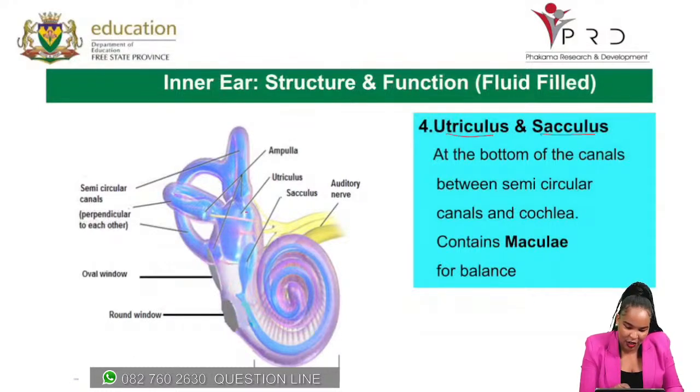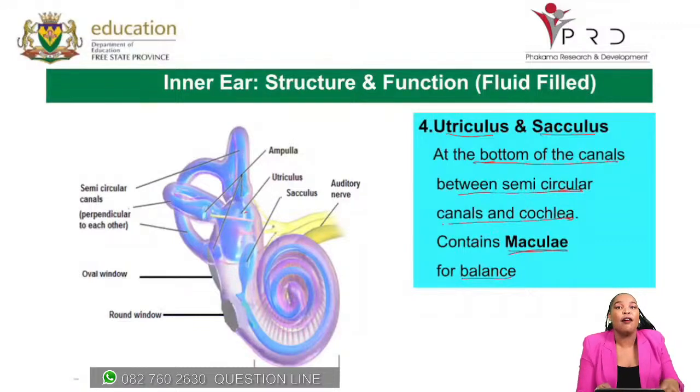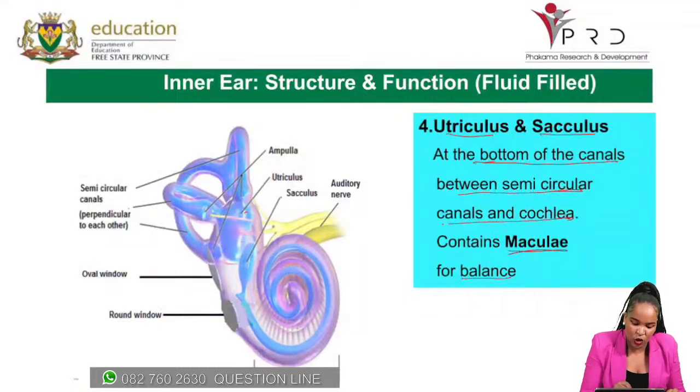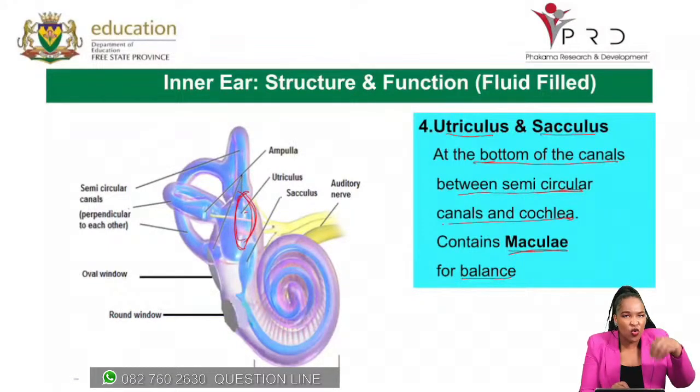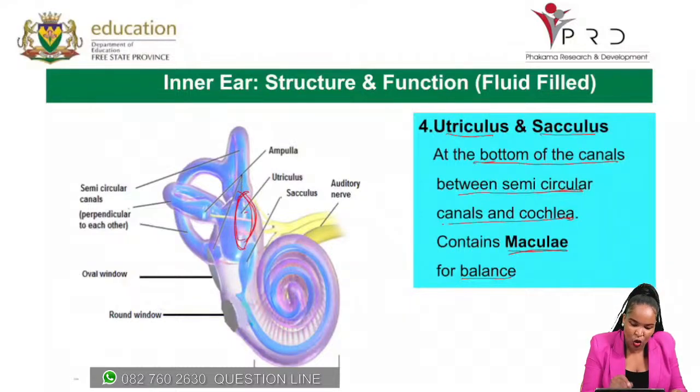Right. And then we move to the utriculars and the saccules. These ones are at the bottom of the canals, between the semicircular canals and the cochlea. They have the receptors called the maculae that are for balance. They are going to detect that you are changing the position of the head or direction or speed. Then they will help you to balance. So that is just hitting it on the headlines. You will go into details when you look at the functioning of the ear to maintain balance. These are just the structures that are going to play a very important role in balance.